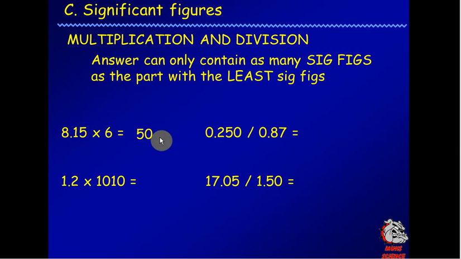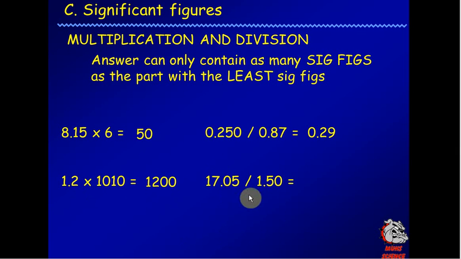I have 3 sig figs in this number, 0.250, and I have 2 sig figs here. Calculator answer is 0.8, etc. I need to round this off to 2 significant figures, so that would be 0.29. 1.2 times 1010, this is a 2 sig fig number and a 3 sig fig number, so my answer is only allowed to have 2 sig figs. I get 1,212. I can round that off once and get 1,210, but there's a 3 sig fig number. I'm only allowed to have 2, so you round it off to 1,200.